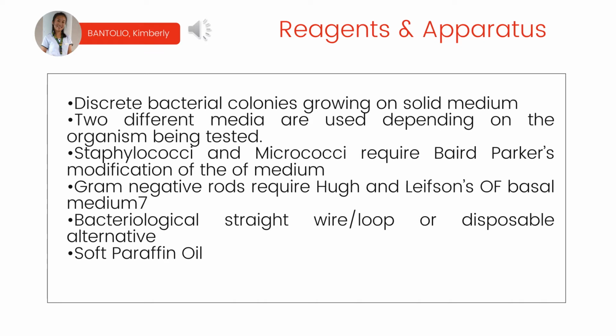Using this medium, Hugh and Leifson, we were able to differentiate gram-negative bacteria into three categories: fermentative, oxidative, and inactive. We are also going to use the bacteriological straight wire loop or a disposable alternative, then soft paraffin oil, or some use Vaseline oil as a substitute for soft paraffin oil.